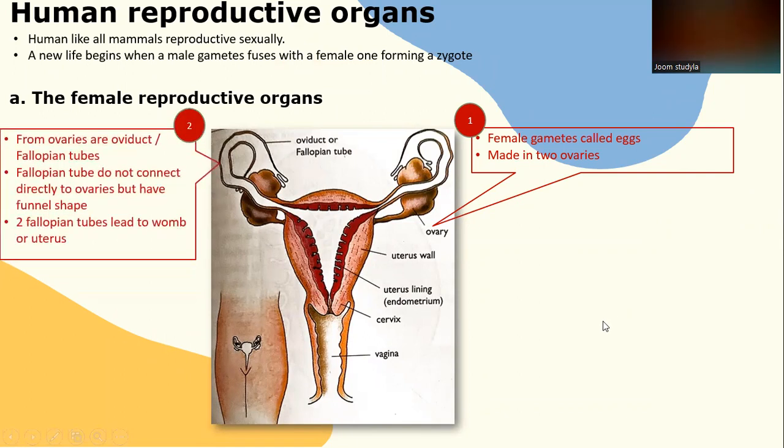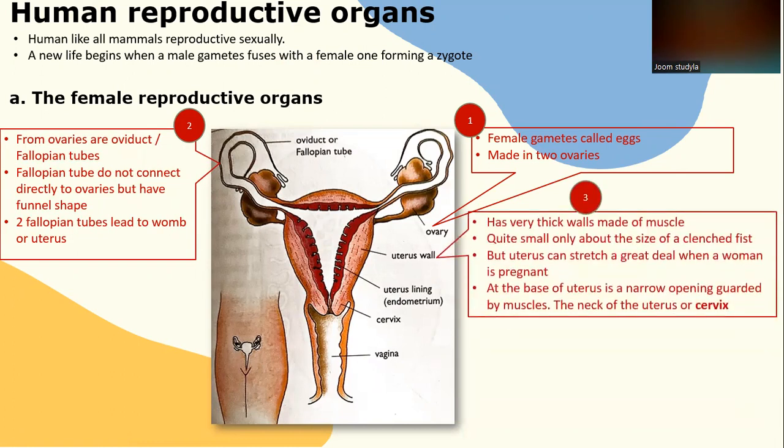From the ovaries are oviducts, or fallopian tubes. Fallopian tubes do not connect directly to the ovaries but have a funnel shape. The two fallopian tubes lead to the womb or uterus. The uterus has a very thick wall made of muscle and is quite small, only about the size of a clenched fist. But the uterus can stretch a great deal when a woman is pregnant. At the base of the uterus is a narrow opening guarded by muscle, the neck of the uterus or cervix.